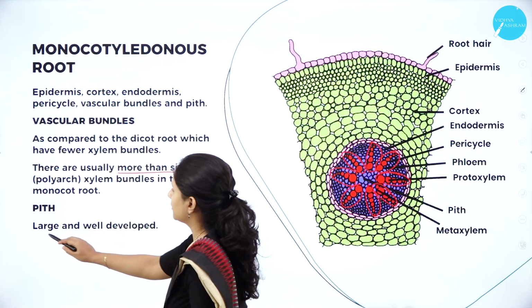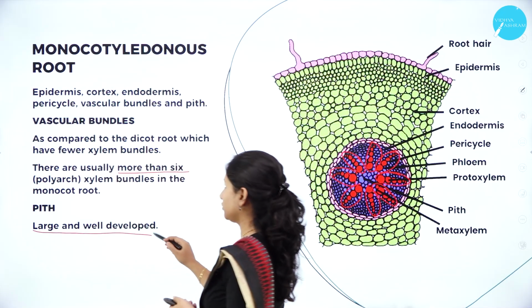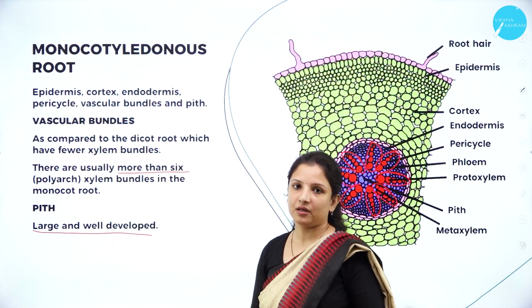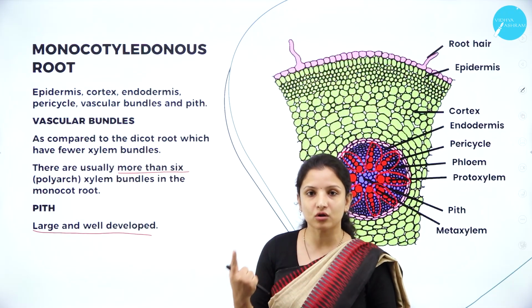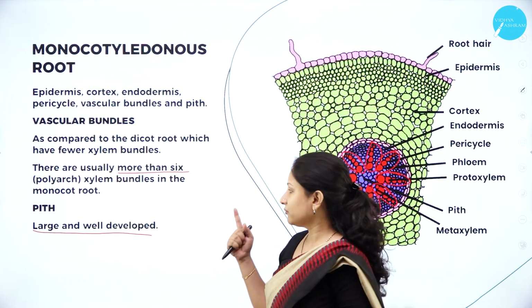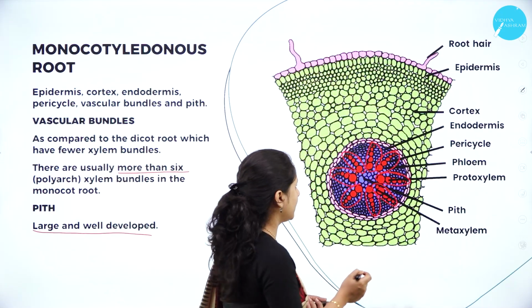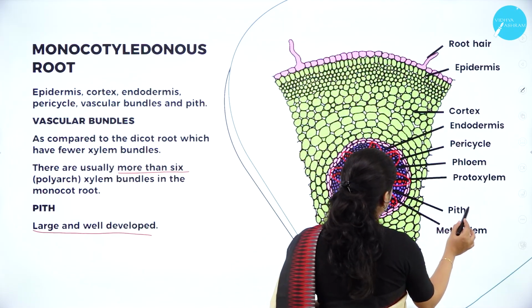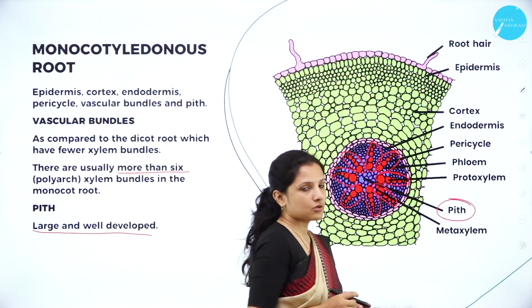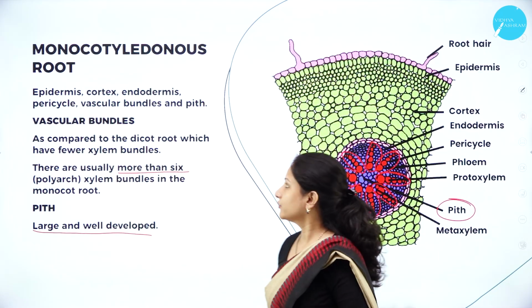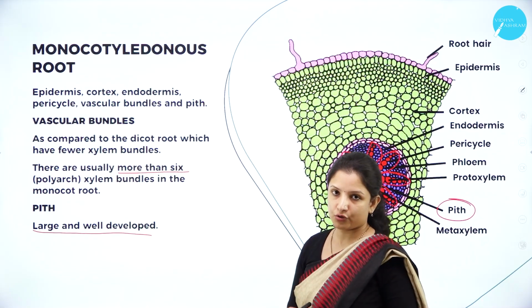Here the pith in monocot root is large and well developed, but in dicot root it was inconspicuous, very small. But in monocot root it is large and well developed. If you can see here, the pith is large and quite well developed. So this is about the dicot and the monocot root.